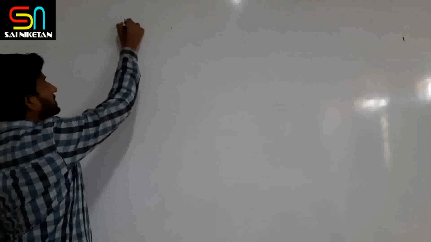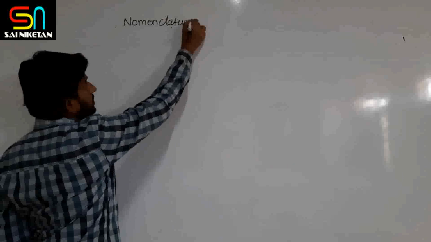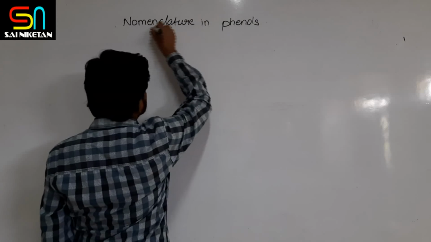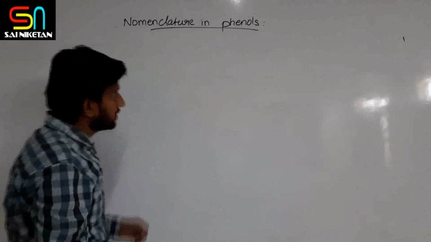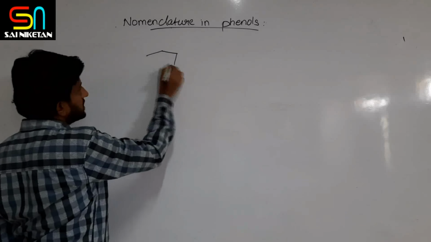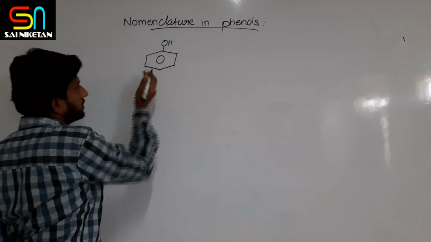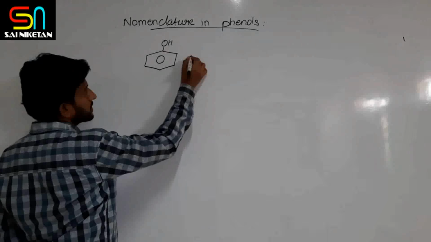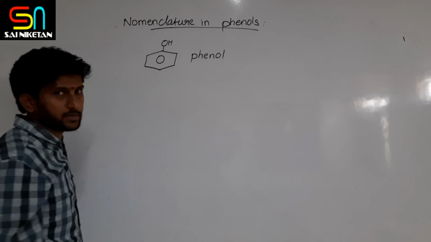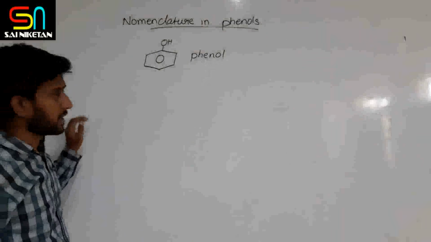Next, we will see nomenclature in phenols. As you know, what is this? A benzene ring with one OH group is called phenol. Phenol is also the IUPAC name. So this is phenol, the IUPAC name of the compound.